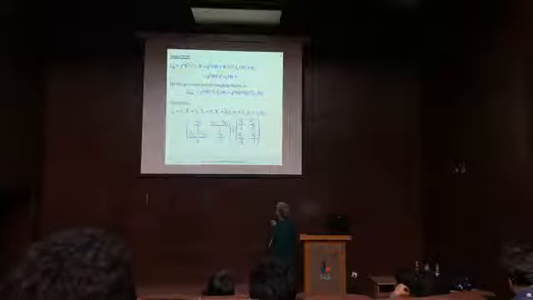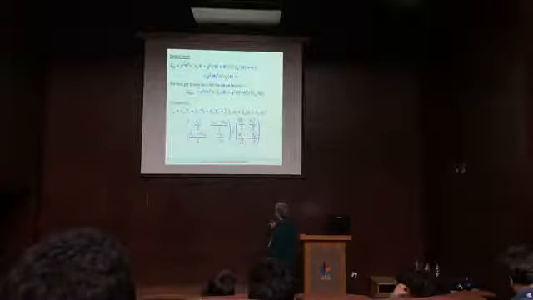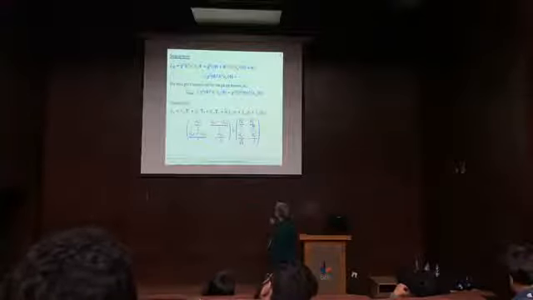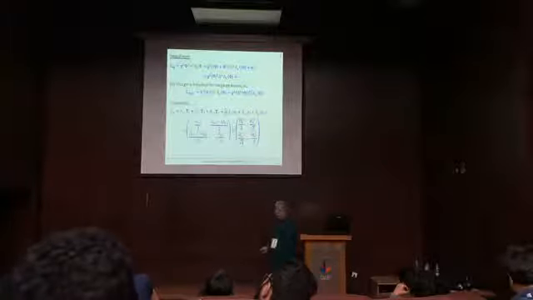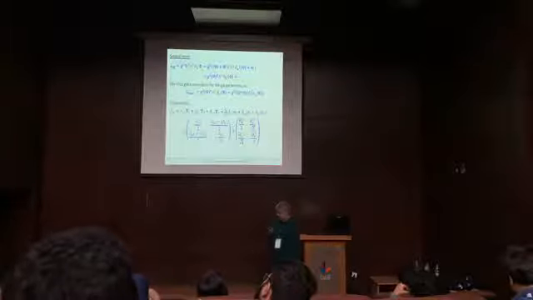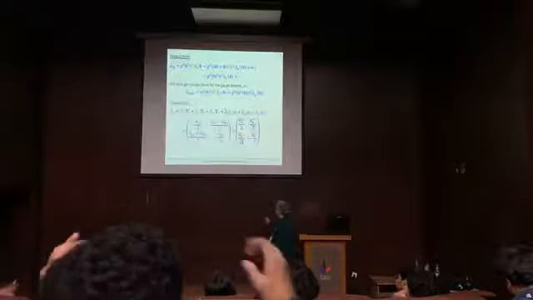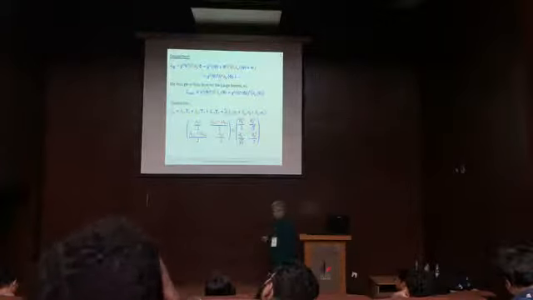mu1 minus i mu2, we call root 2 W nu. And mu1 plus i mu2, we can call nu plus, minus. Okay, in terms of these values. So we have to learn this. It's just changing the notation. But these are complex things, okay? Because the A's are real things. Okay?